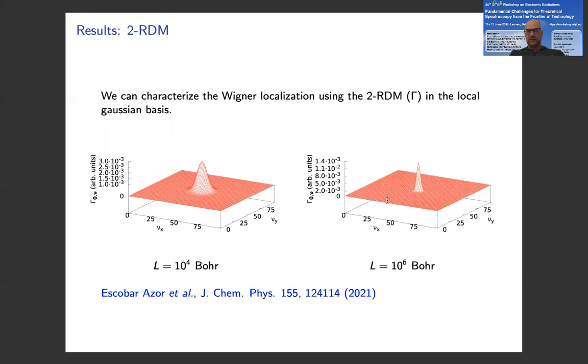We also see that by increasing the length, and thereby reducing the average density, the localization gets stronger. The 2-body reduced density matrix gets more peaked. Details can be found again in the reference below.